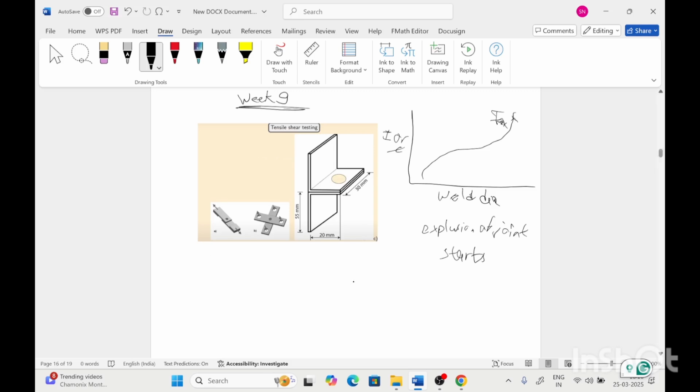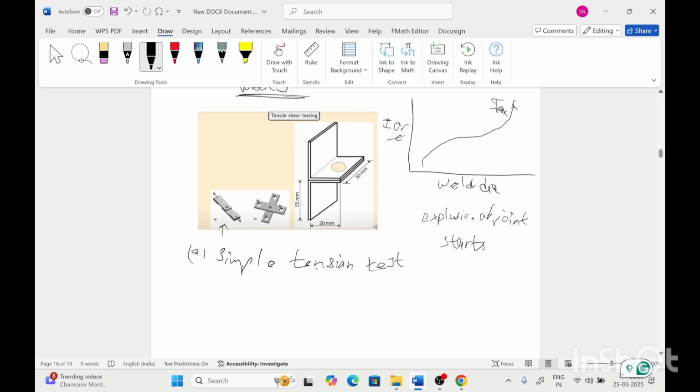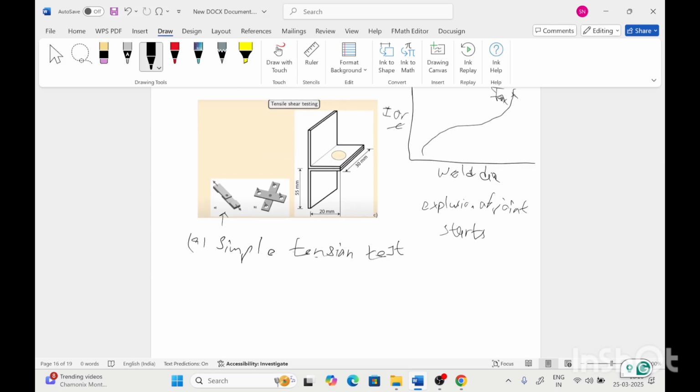The first mechanical testing is the simple tension test. The simple tension test diagram is shown in figure A. Means only the tensile, the spot weld is made to stretch from the two directions within the base material. So in this test, the base material properties are also included.